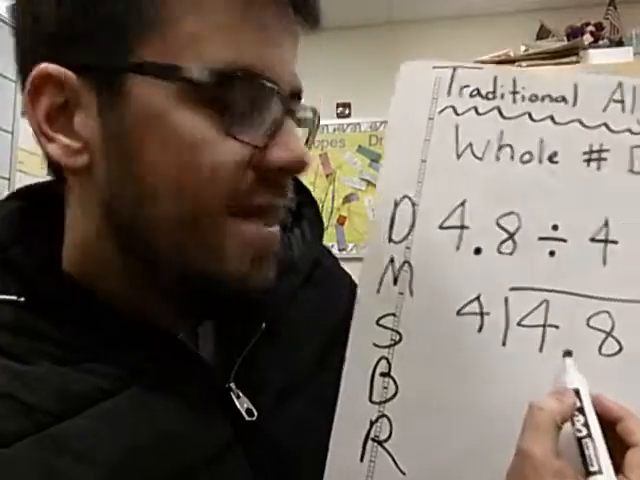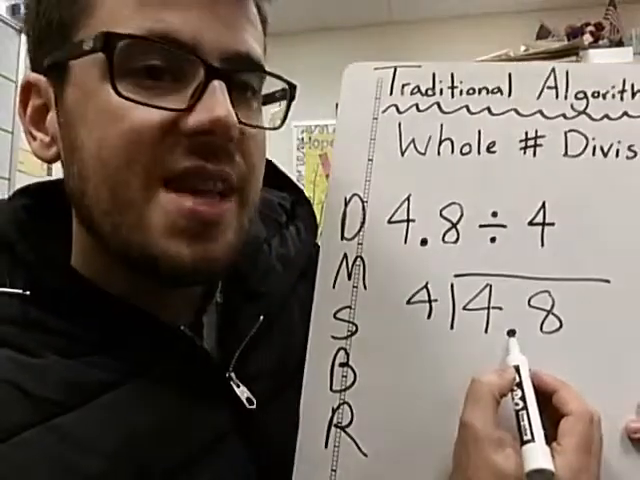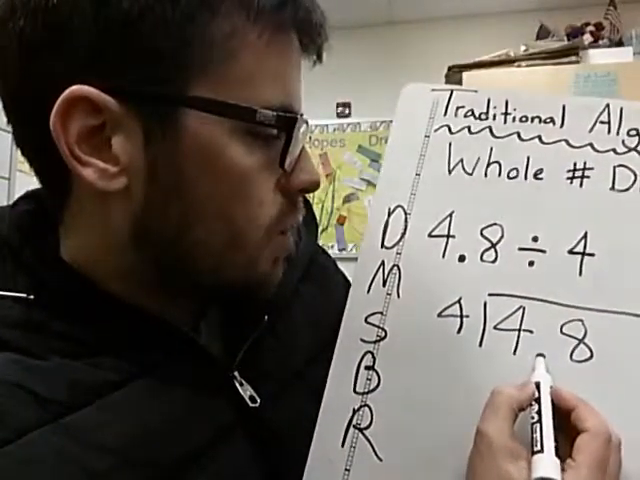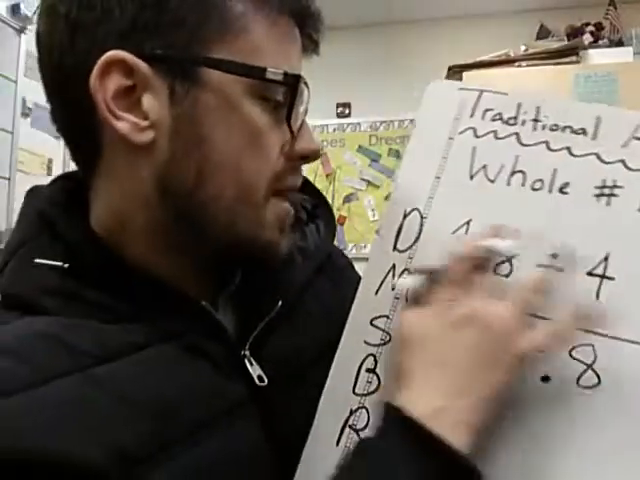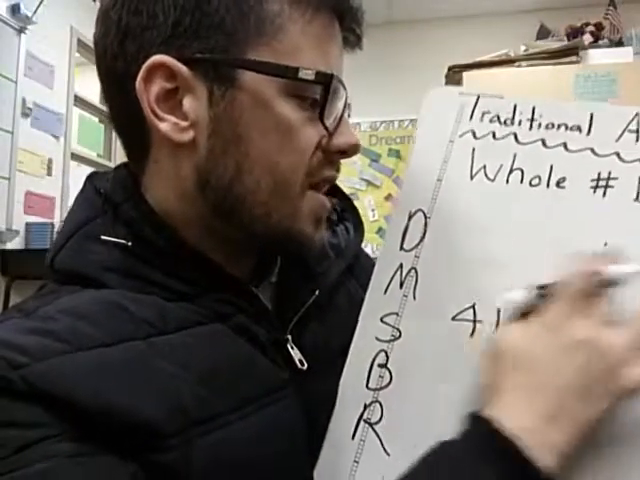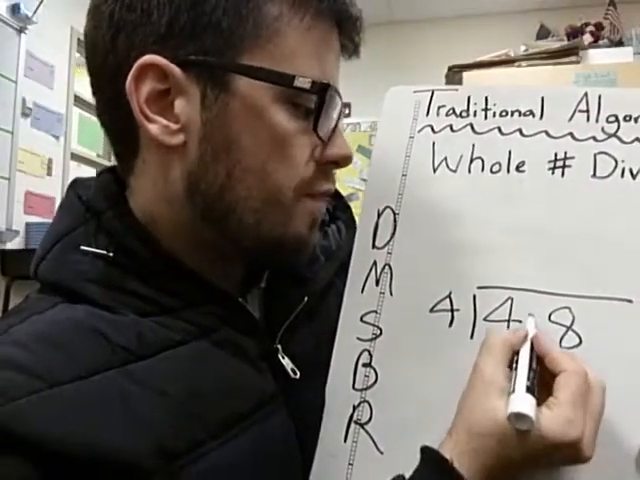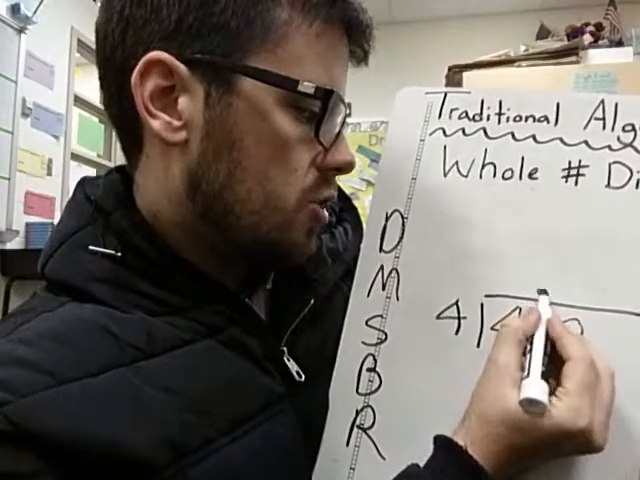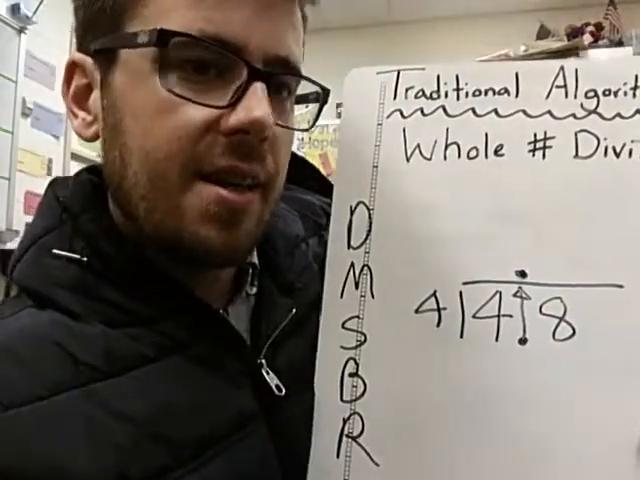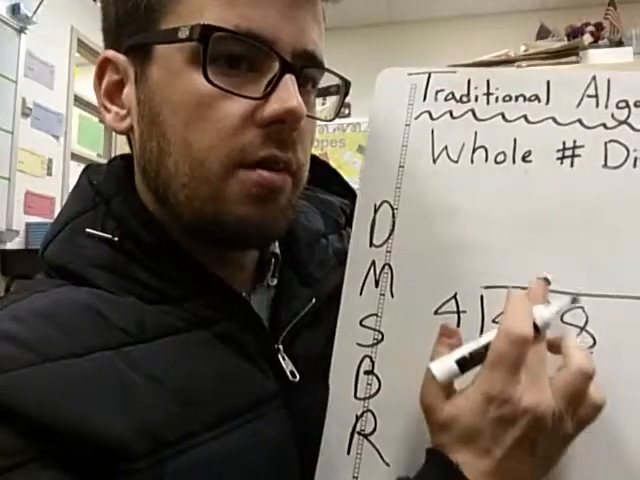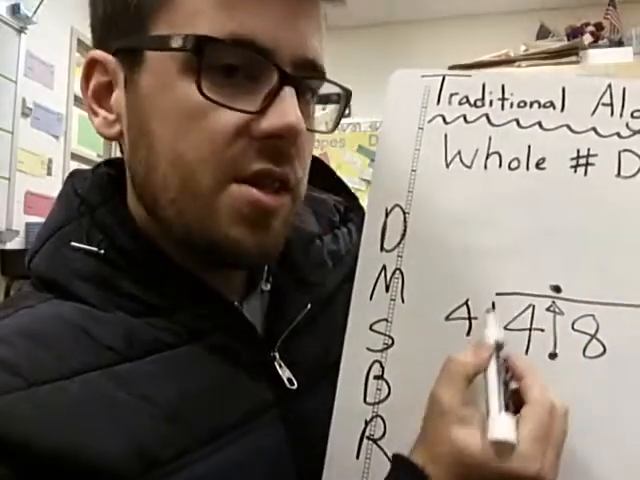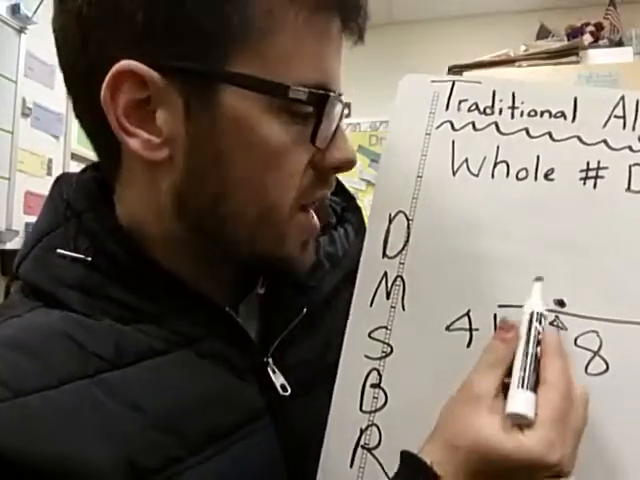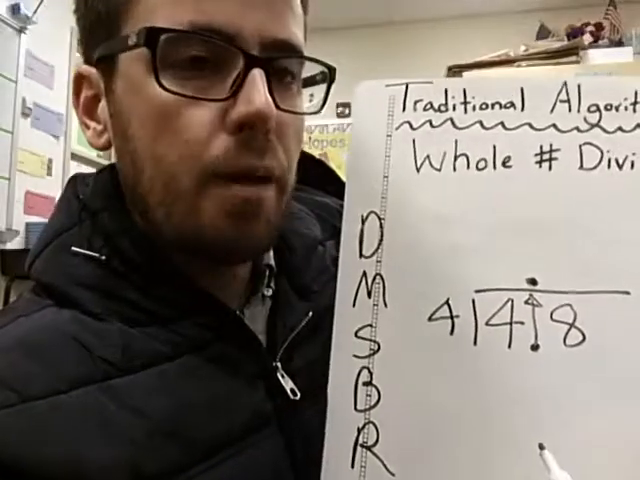This time, we notice we have a decimal here. So the very first thing we're going to do is take our decimal and move it up here. See how I did that? I'm just lining it up right up here. So in our answer, in our quotient, everything is going to line up perfectly.